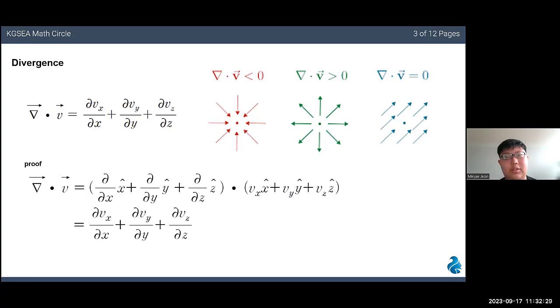As you see in the equation, there is no unit vector in the result. This means that the divergence of a function is a scalar quantity. Also, the picture shows how divergence works in a vector field. If the scalar amount is negative, it converges, and if it's positive, it diverges. However, if it is zero, neither happens.